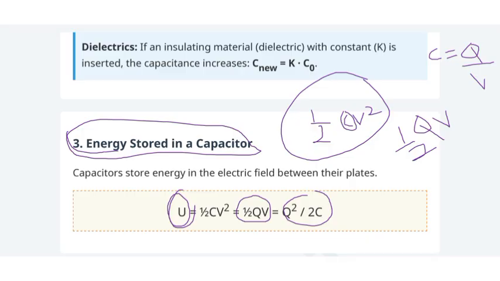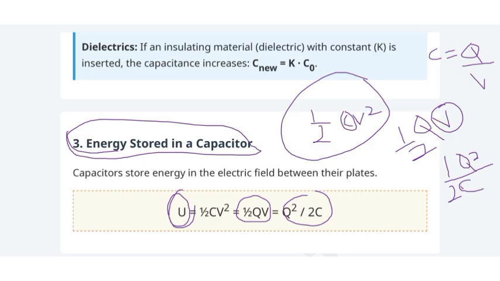The same thing if you find V. What exactly is V? V is going to be Q over C, right? So if we replace this V here with Q over C, we'll now have something like half Q square over C, sorry. So we are going to have Q square over 2C.